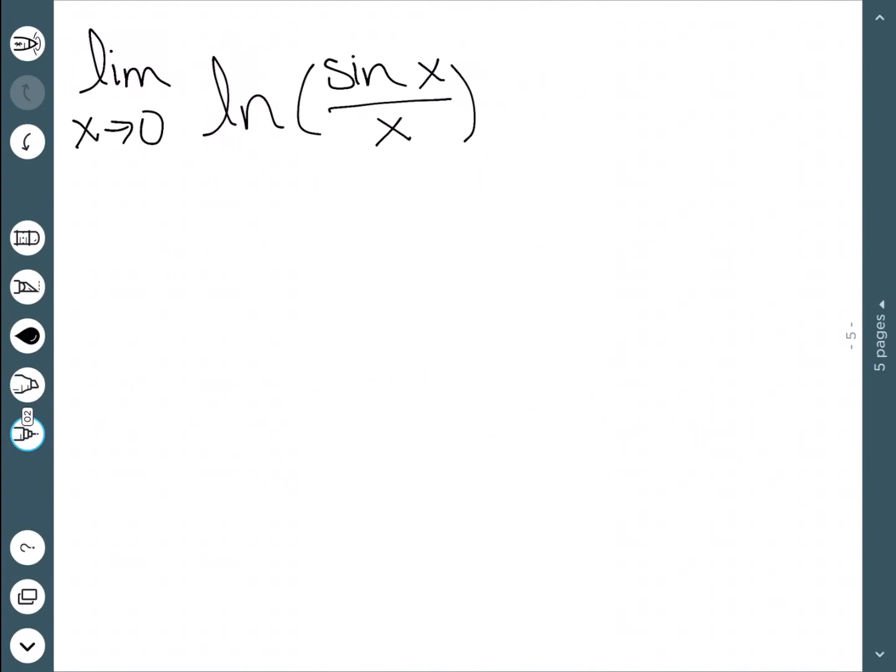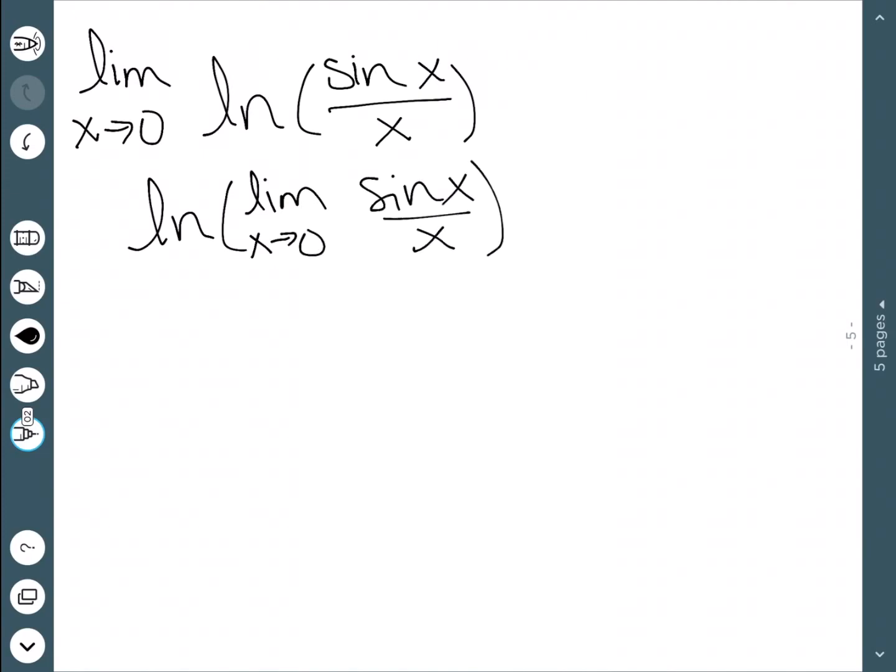I want to find the limit as x approaches 0 of ln of sine x over x. What this says is I can start by just taking the limit as x approaches 0 of sine of x over x, which we've talked about in a previous video, and we said that that was 1. So this is just ln of 1, which is 0.